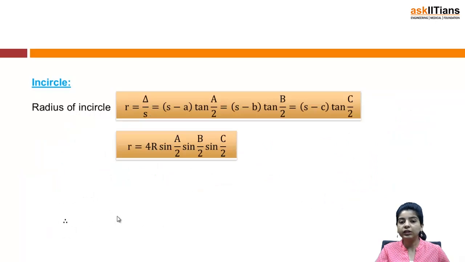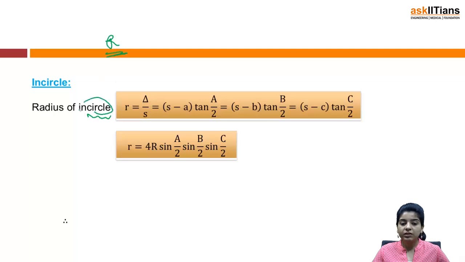Then we have the incircle. Radius of incircle is small r. So these are the most commonly used notations, when we say capital R, though in most of the questions it will be stated that it represents the circumradius, and small r is the radius of the incircle, and capital R would be the radius of the circumcircle.